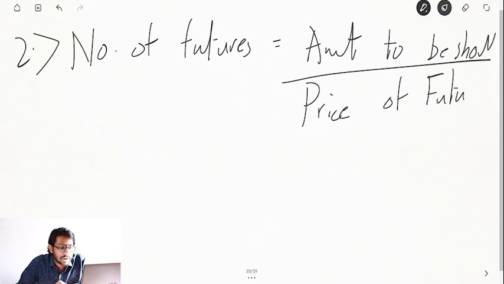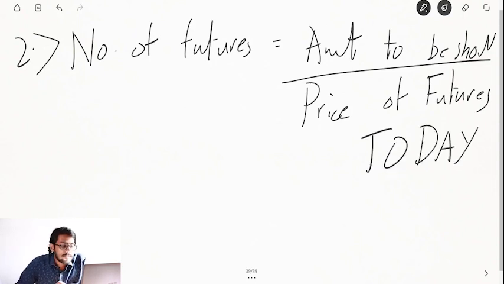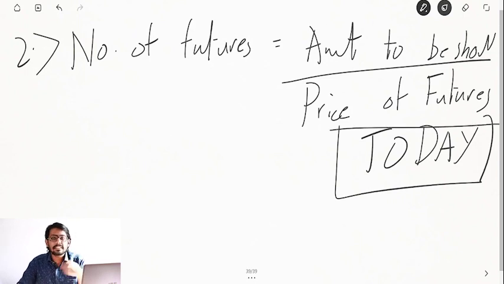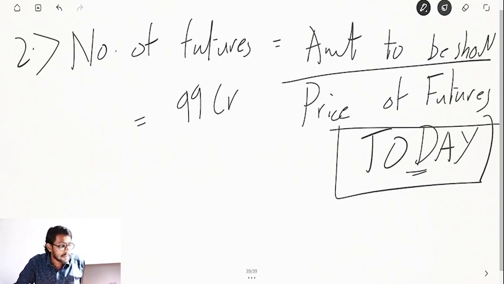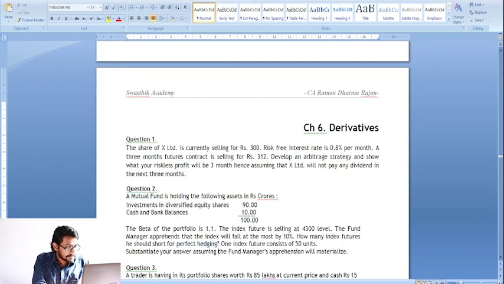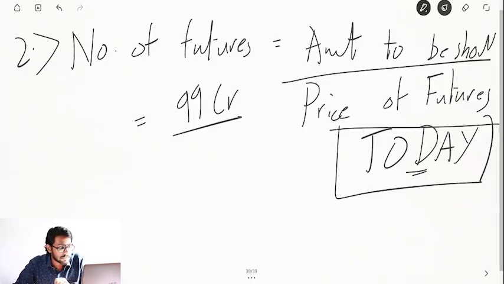Guys, pay attention. Price of futures today. Very often it happens in the exam in questions that they'll give two prices of futures. Today the price of futures is so and so, after 3 months the price of futures will increase to so and so. Okay, what is the price of futures today? Today is when you're hedging. Amount to be short, we discovered in step one, is 99 crores. Price of futures today, look at the question. Index futures is currently selling at 4300 level. So 4300 represents the price of futures.